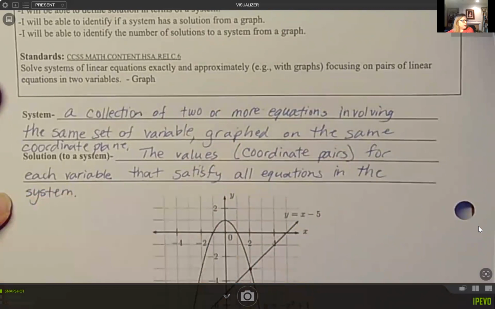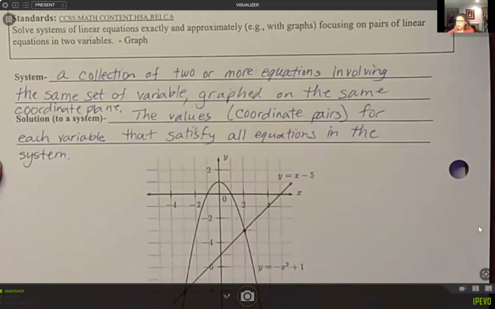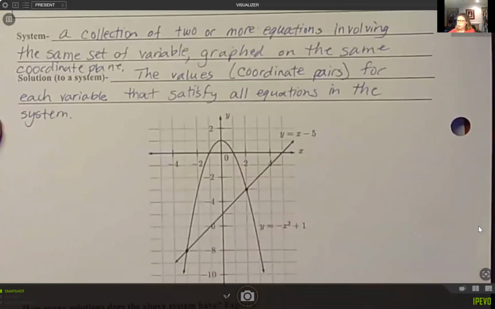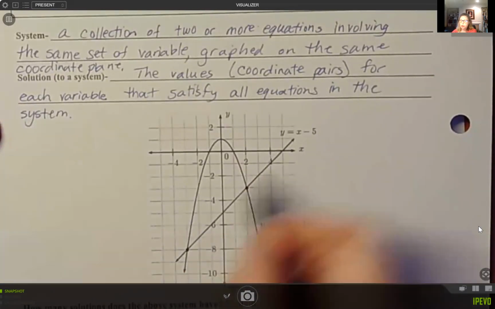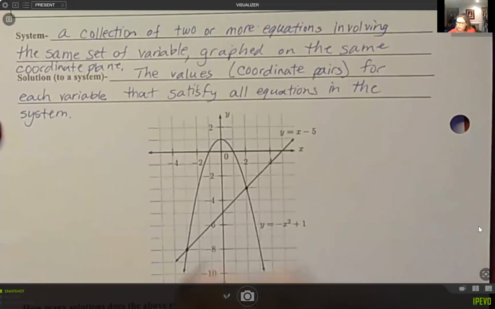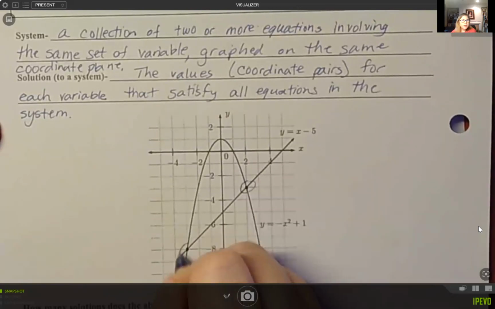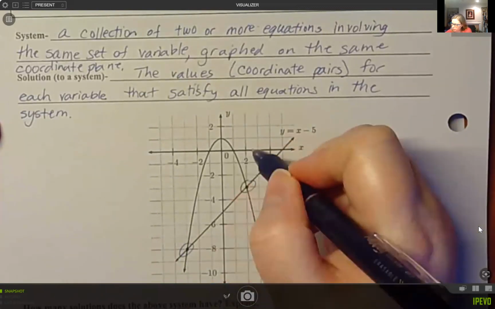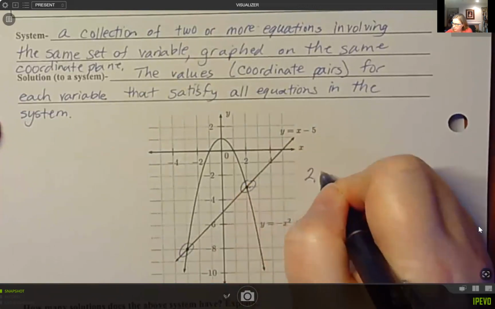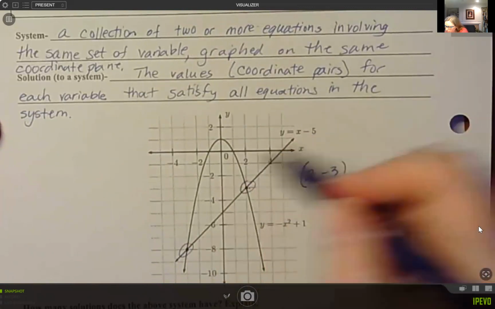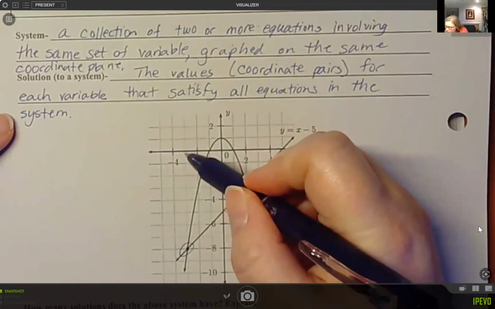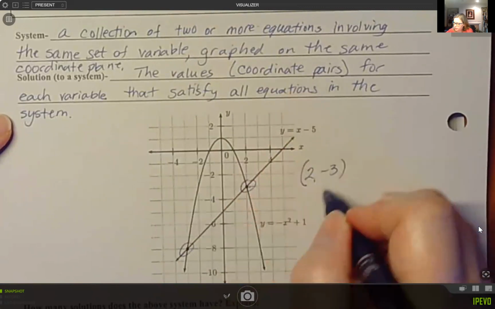Okay, so in this graph, we have a parabola, which is this curved figure on the graph, and then we have a line. So the two points at which the parabola and the line intersect are the solutions of the system. The first solution is (2, -3). Well, it's not first or second, it's kind of arbitrary, but the other solution is (-3, -8).